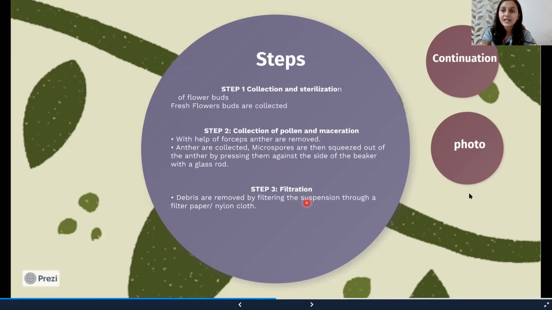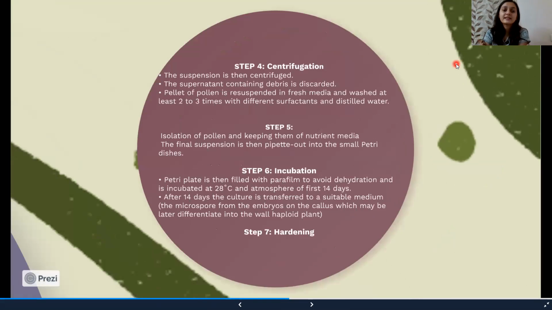Step 3 is filtration. The debris is removed by filtering the suspension through a filter paper or a nylon cloth. Now step 4 is centrifugation. The suspension is then centrifuged. When the suspension is centrifuged, the supernatant containing the debris is discarded.